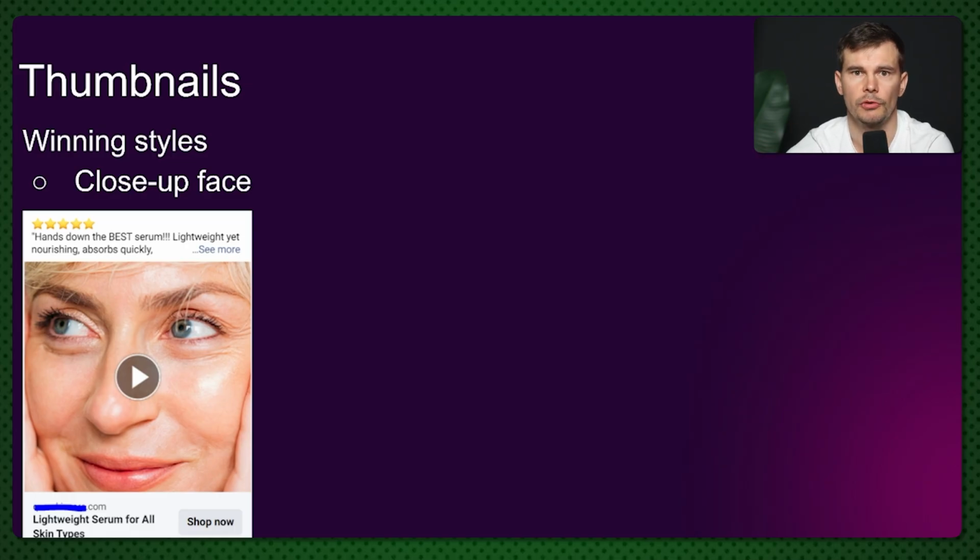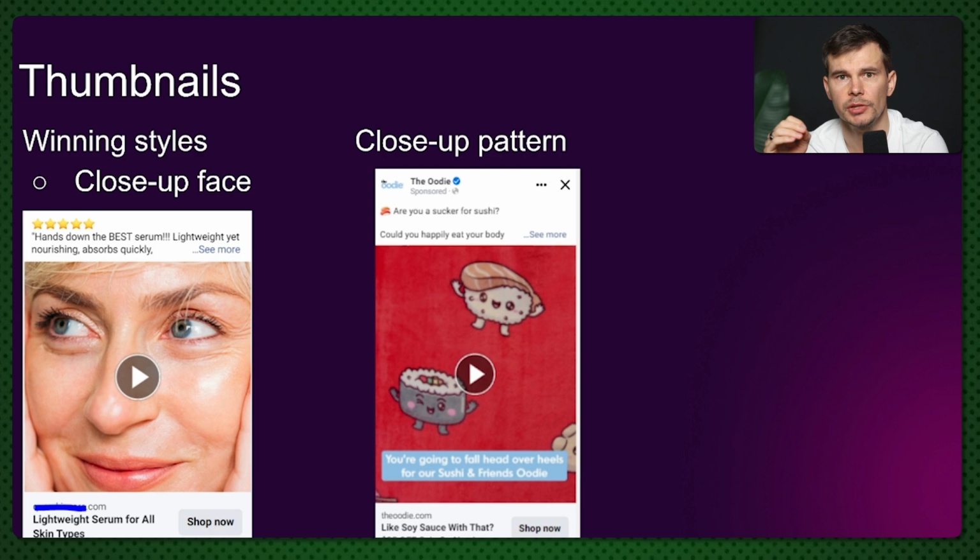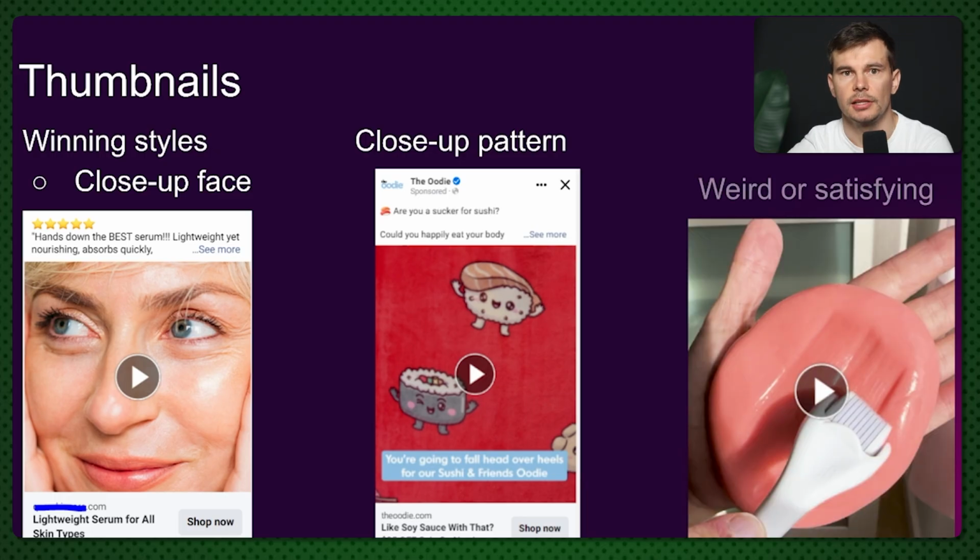Number 2, close-up of a product. This works extremely well even when you zoom in on the product so much that you can barely understand what the product actually is. So it works extremely well with the apparel and shoe niche. I guess because the texture, material, and patterns are very important in those niches, so people like to see that.